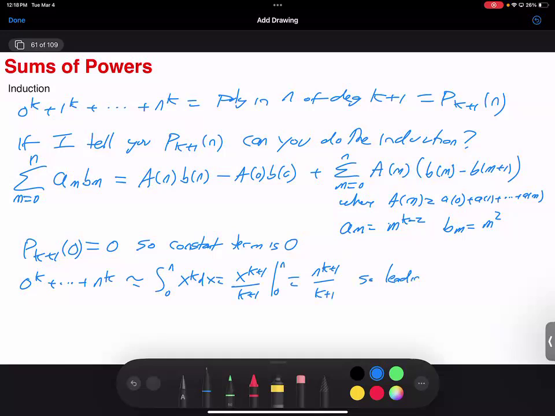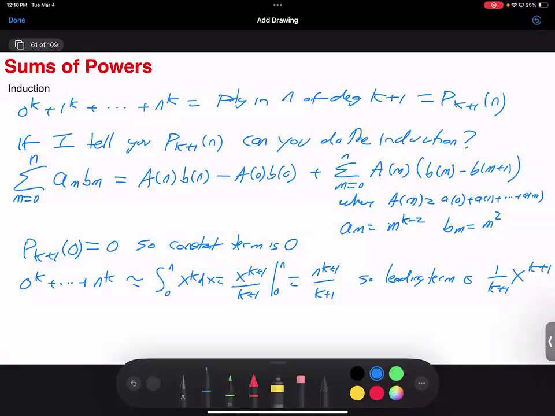So the leading term has to be 1 over k plus 1 x to the k plus 1. So in terms of what the polynomial is, we actually have some idea. If it has to be a polynomial, it's got to be degree k plus 1. We know the leading term. We know the constant term. What we can then do is evaluate it at a bunch of n's and then find by interpolation the only polynomial that works, and then prove by induction.